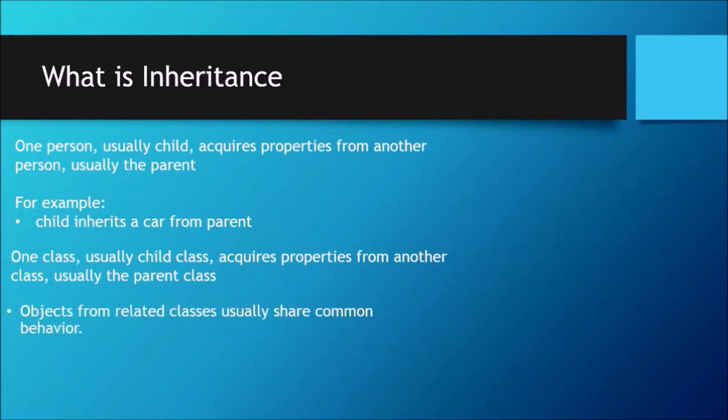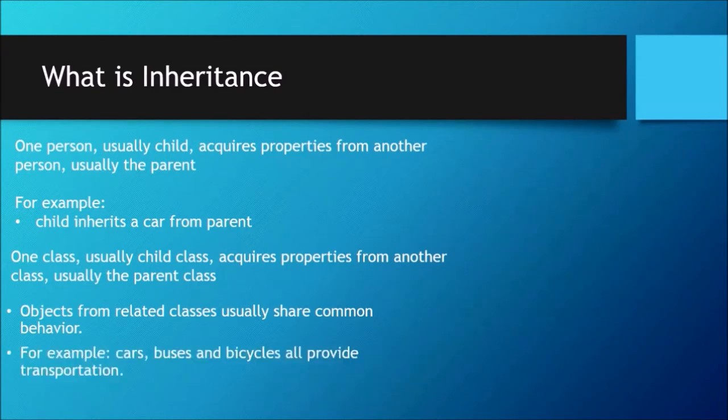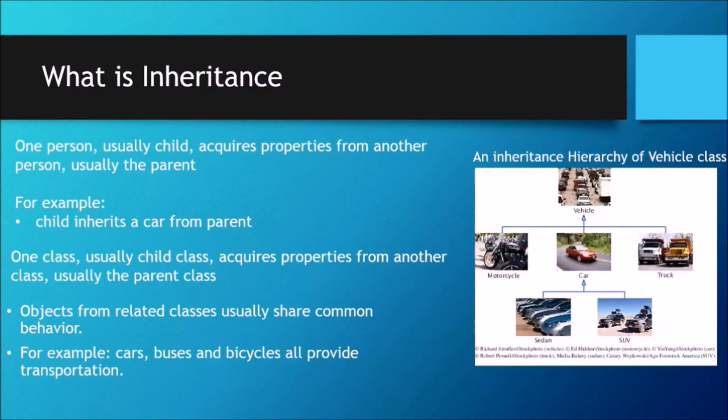Objects from all the related classes usually share some common behavior. For example, cars, buses, bicycles, they are all vehicles and they all provide transportation. Here's a picture of an inheritance hierarchy of vehicle class. We have motorcycle, we have car, we have truck, and all of these are vehicles. When we talk about car, a car could be of type sedan and SUV. So all of these are actually a vehicle and they provide transportation.